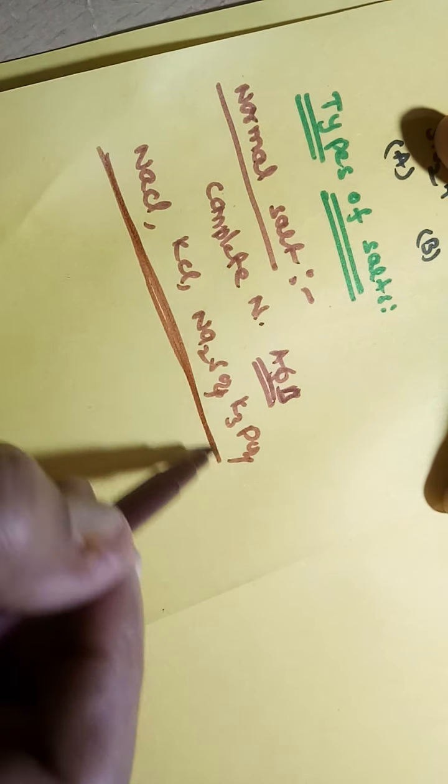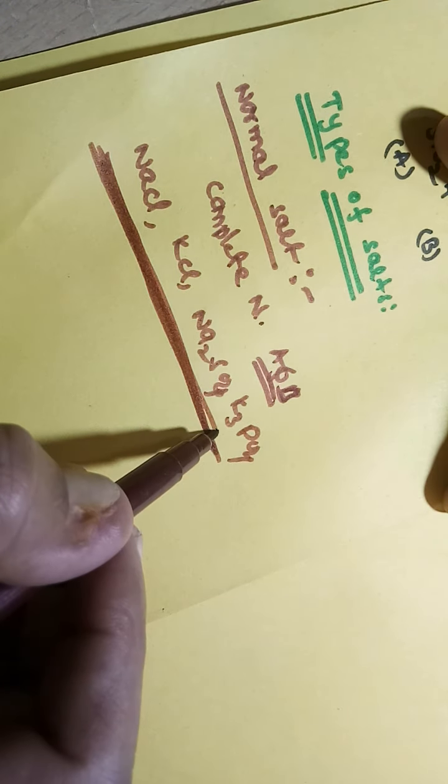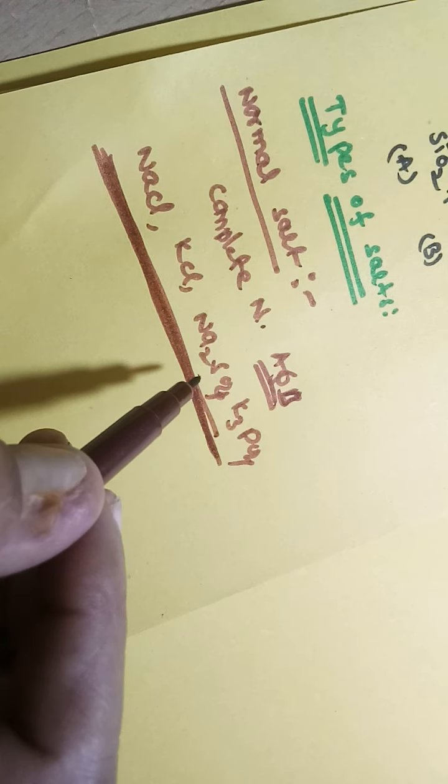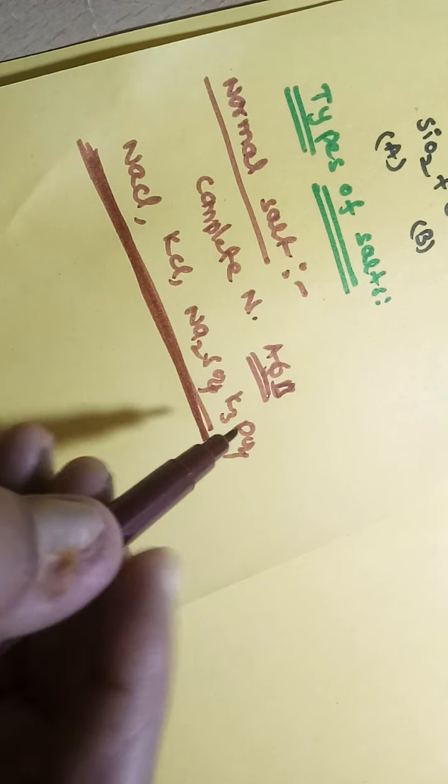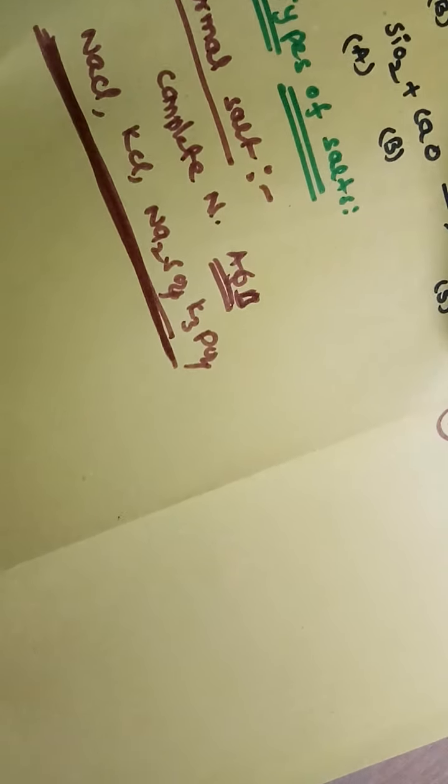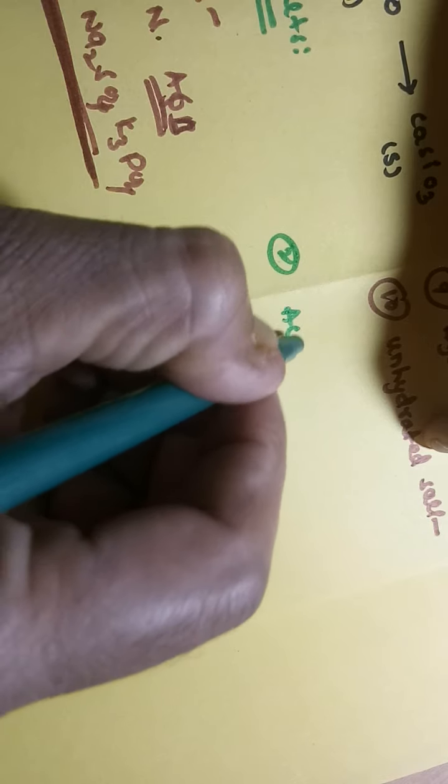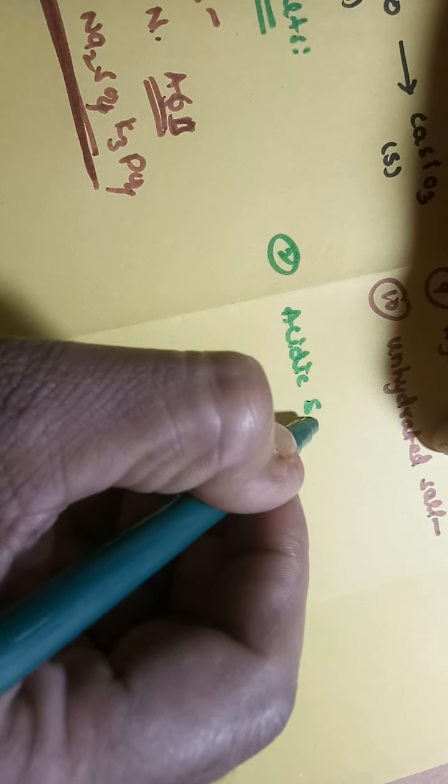In these salts, no further replaceable H+ and OH- ions are present, so these are said to be normal salts. Next, the second type of salt is acidic salt.